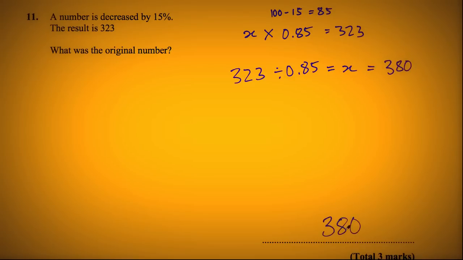And of course, in an exam, I want to check that that's correct. So 380, 15% of 380 is 57, and 380 minus 57 equals 323, so that's correct.